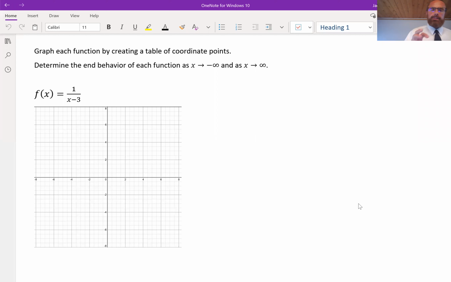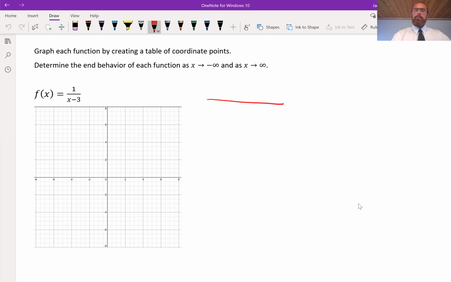Our first of these last two examples is the function f of x equals 1 over x minus 3. Just like we saw with our first two examples, we have two basic tasks. I want to graph the function by creating a table of coordinate points. So we'll begin with a table. And recall that the left column we'll call x, and the right column will be f of x.